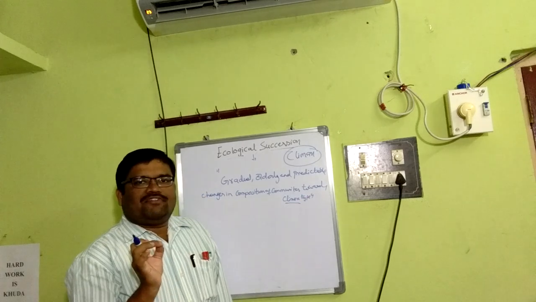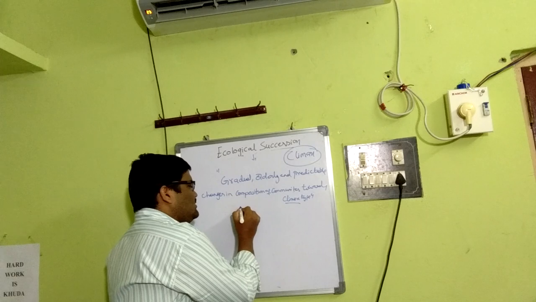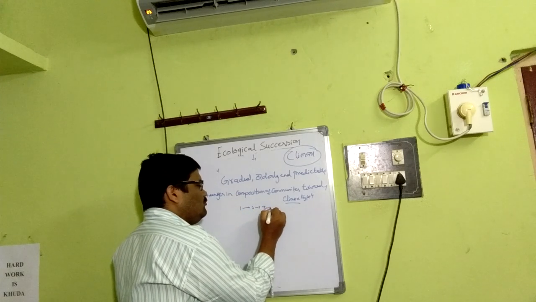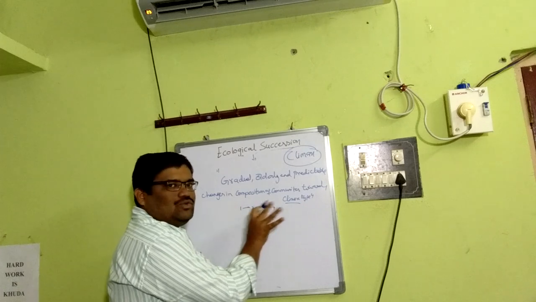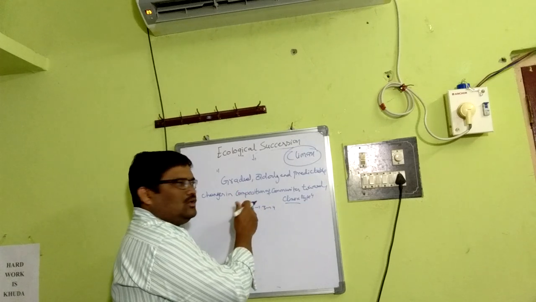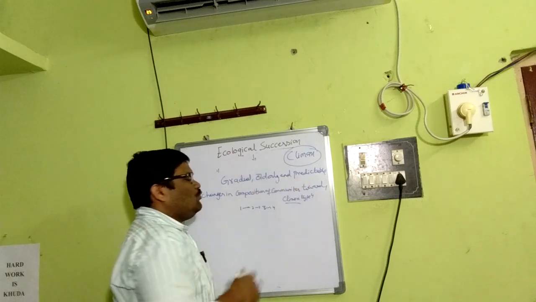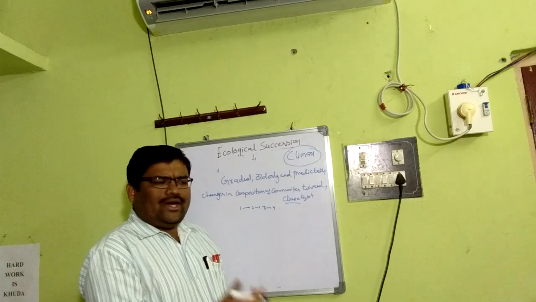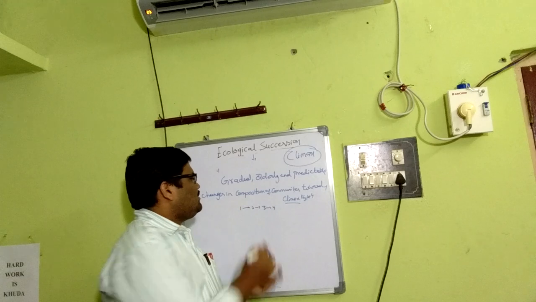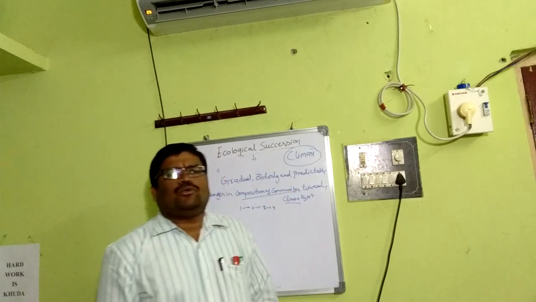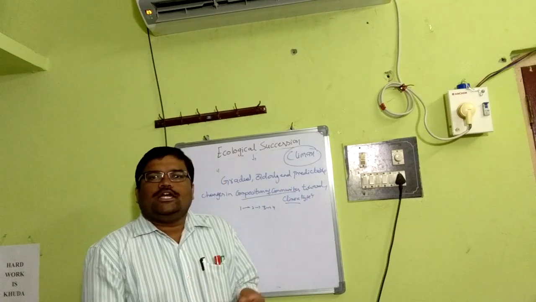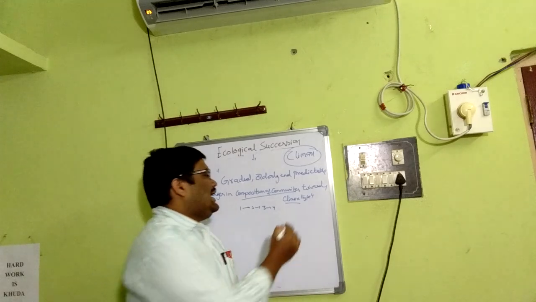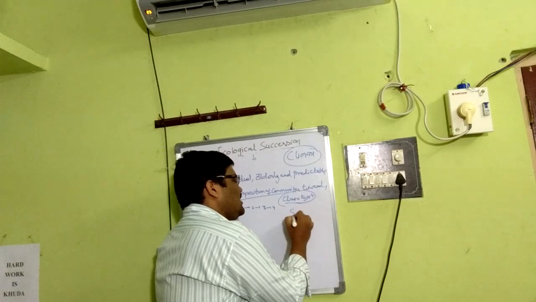So, for example, imagine gradual: 1 leads to 2, then 3, then 4. Gradual, orderly: 1 followed by 2, 2 followed by 3. Predictable: we know that after 1 it will be 2, after 2 it will be 3. All these are with respect to changes in the composition of the community. Why should the composition of the community change? Because to attain a stable state, what we call the climax stage, the stable stage.